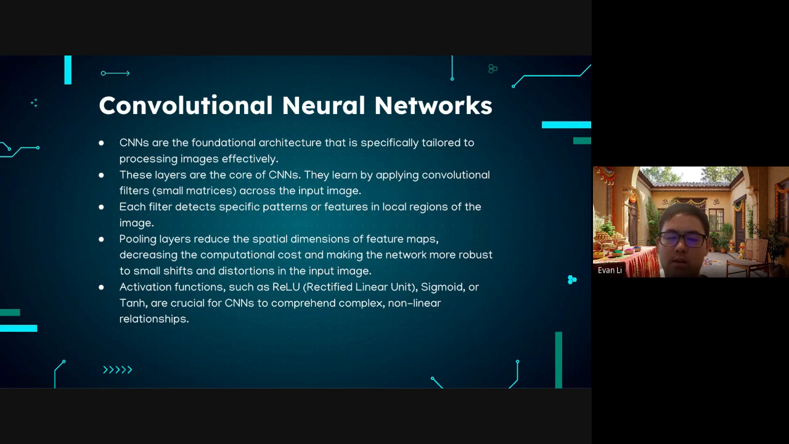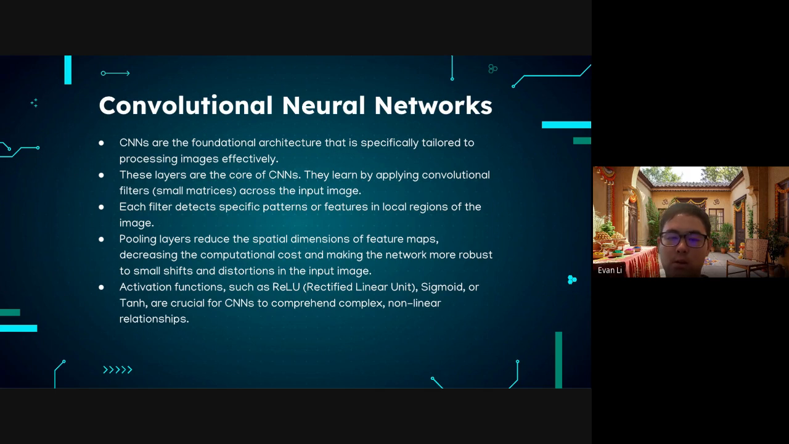Following convolutional layers, pooling layers play a crucial role in dimensionality reduction and enhancing robustness. Pooling layers, such as max pooling or average pooling, reduce the spatial dimensions of the feature maps generated by convolutional layers. This downsampling process achieves two key benefits. It reduces the computational burden in subsequent layers, and more importantly, introduces a degree of translational invariance, making the network more robust to small shifts and distortions in the input image.